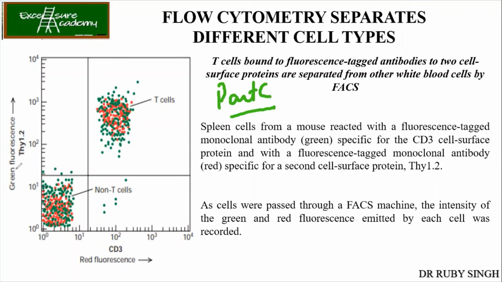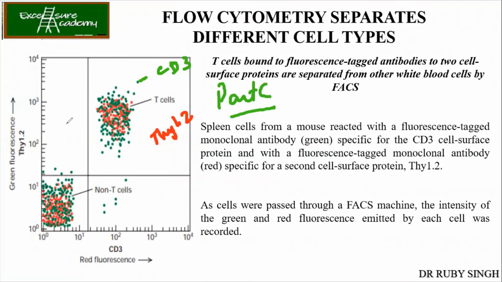Okay, now for example, spleen cells from a mouse are reacted with fluorescence-tagged monoclonal antibodies. Green they have used for the CD3, and then red they have used for the Thy 1.2 surface protein. Now as you pass these spleen cells through the FACS machine, what will happen? The intensity of the green and the red fluorescence emitted by each cell will be recorded.